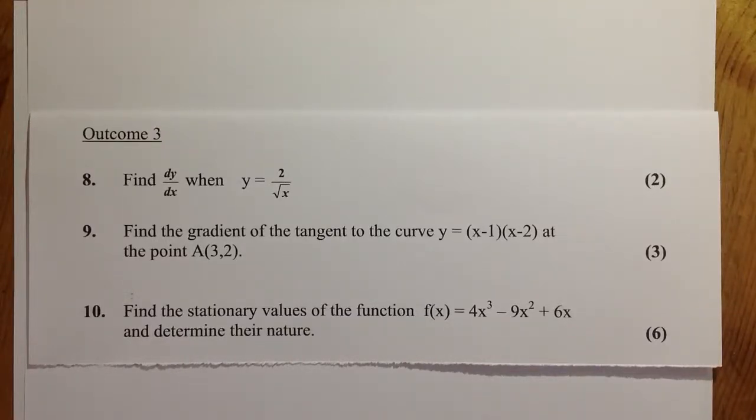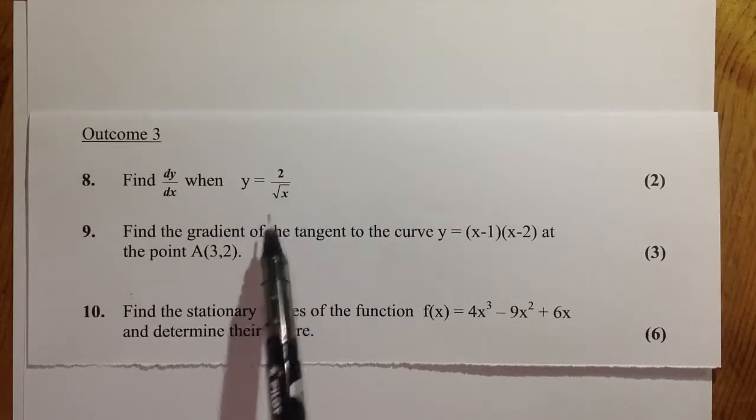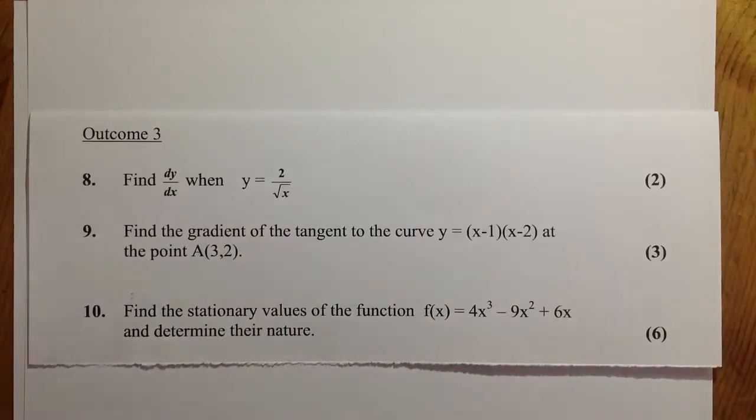This is Higher Maths, Unit 1, NAB, and it's outcome 3. That's the differentiation section. Okay, so 3 questions to answer: questions 8, 9 and 10. We're going to look at the first one. So find dy by dx when y equals 2 all over root x. Okay, let's do that one first.